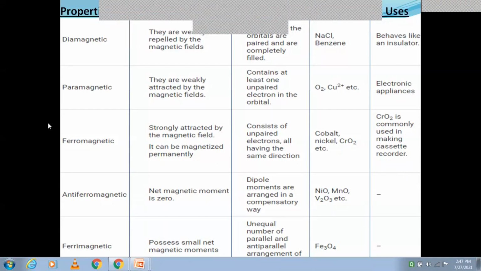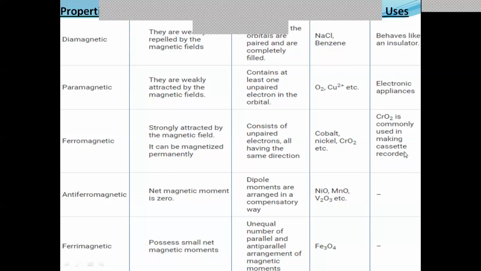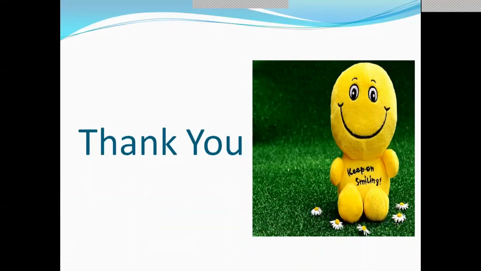This is the overall view of all 5 types of magnetic substances. So with that, the magnetic properties of substances is over.